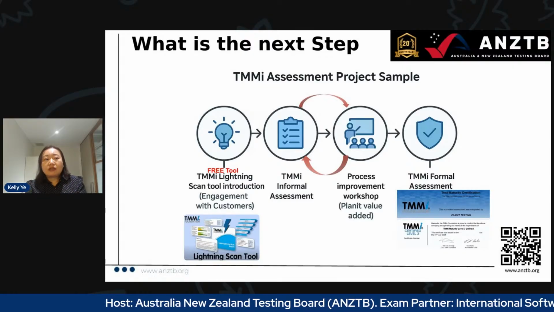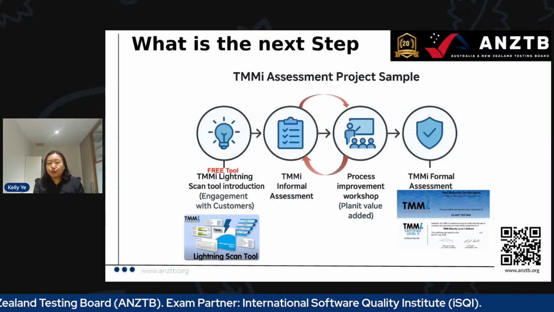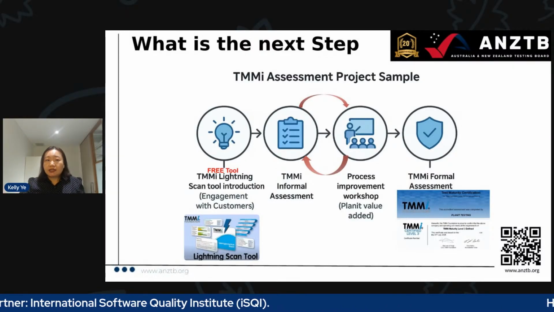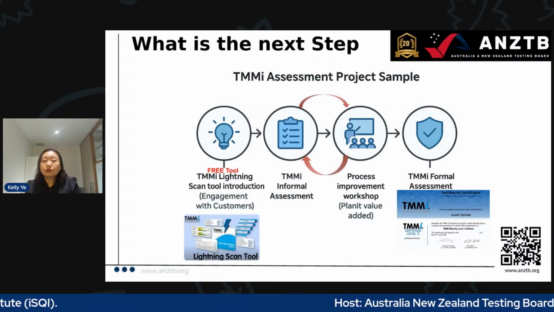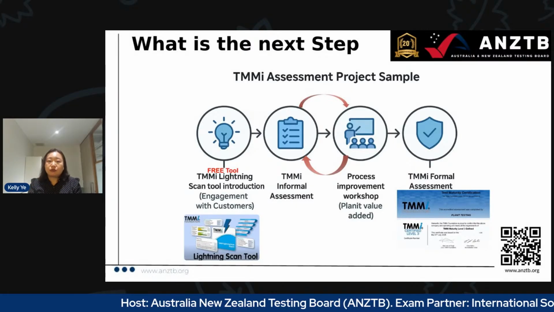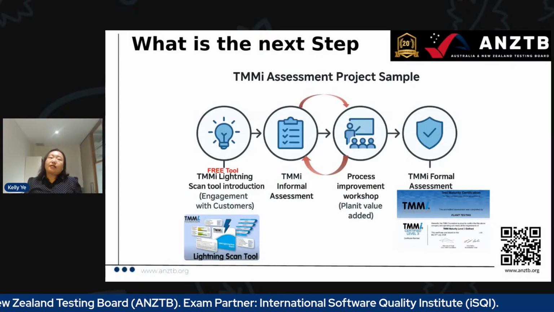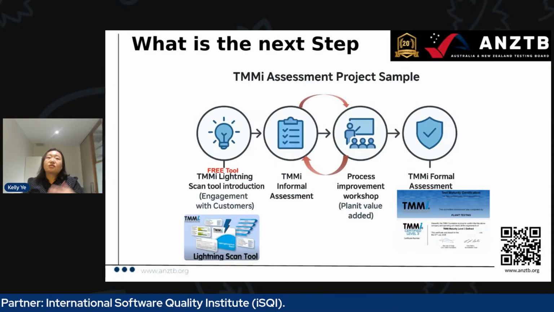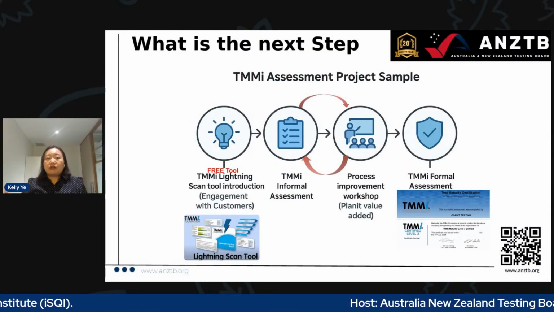First, we suggest you complete the TMMi Lighting Scan tool. The tool is totally free to download, and you can find the link on the ANZTB website. You can also find a YouTube video to help you use that tool. It's free and includes level 2 and level 3. After you use that tool to assess and understand your maturity level at the moment, you will think about your goal: to improve to level 2 or move to level 3, 4, 5.